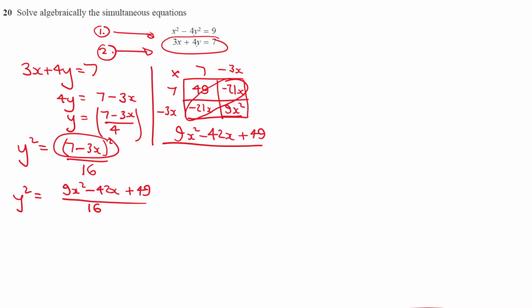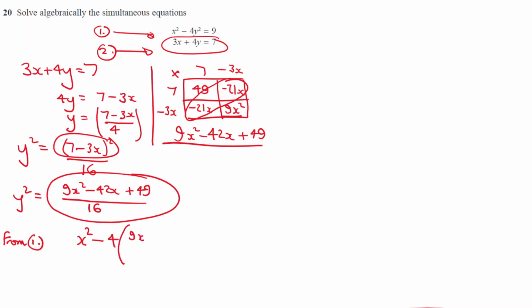Now I'm ready to substitute the y squared into equation 1. From equation 1, we have x squared, and here's the bit where we substitute the y squared in terms of x. So x squared minus 4 lots of this, which is 9x squared minus 42x plus 49 all over 16. So x squared minus 4 lots of that, because that is squared already, equals 9.